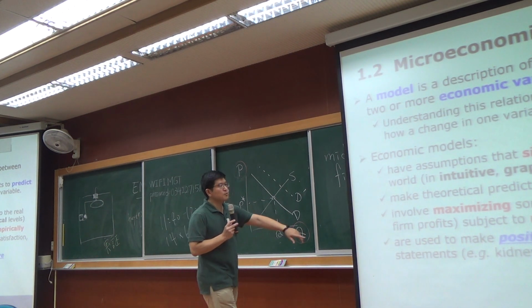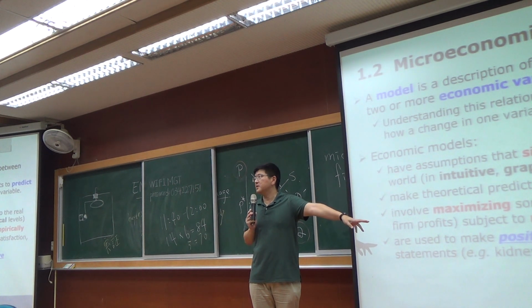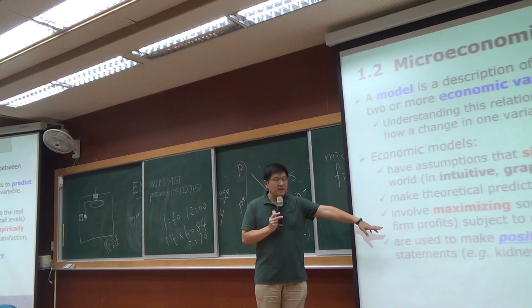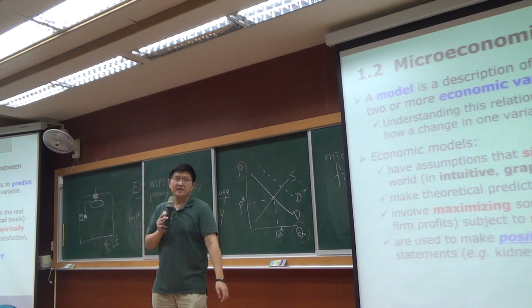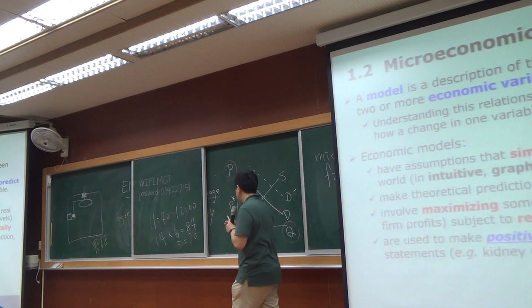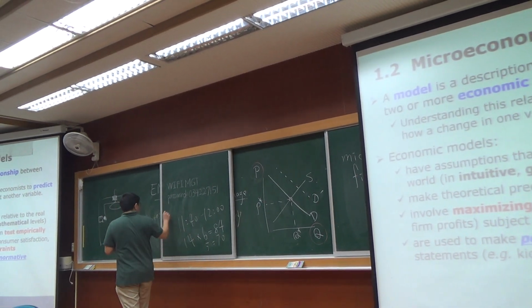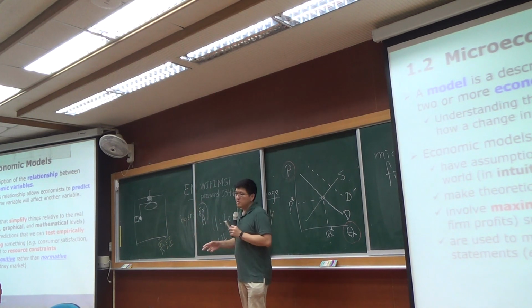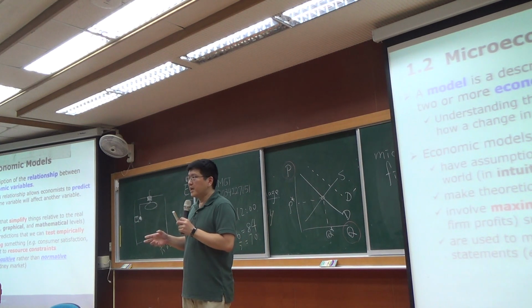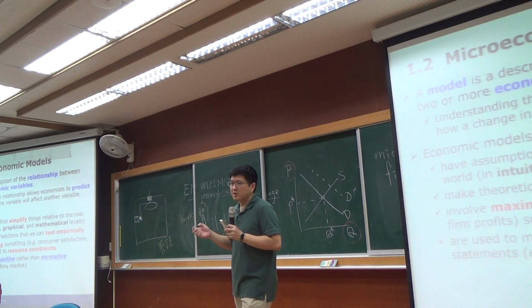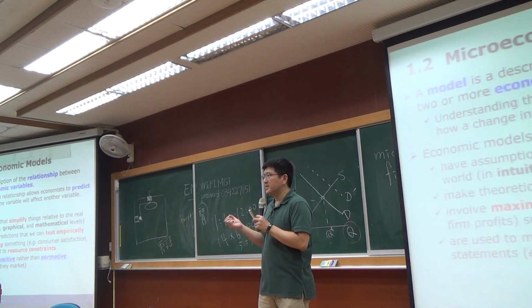All right, these two terms are very important. You need to distinguish them. Economic models are used to make positive statements rather than normative statements. So for example, the kidney market. You know kidney? So how many kidneys do we have for everyone? Normally, 2, right? If you lose one, will you die? You will not die. So you may donate one to help those who need kidneys, right?